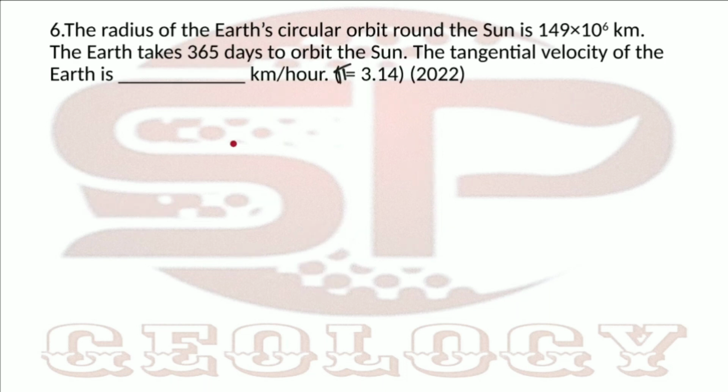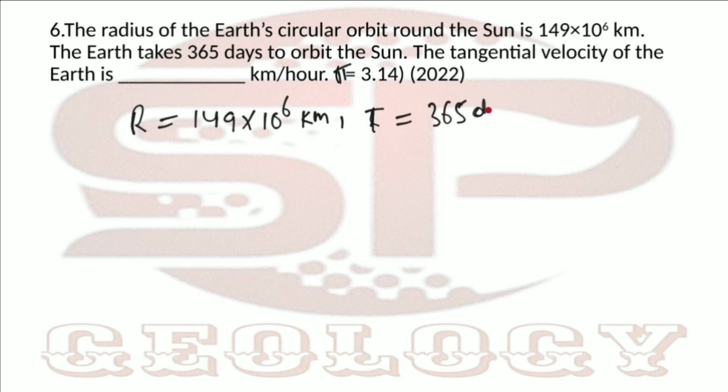The radius of Earth's circular orbit around the Sun is given as 149 into 10 to the power 6 kilometer. The Earth takes 365 days to orbit the Sun. So T is given, 365 days.